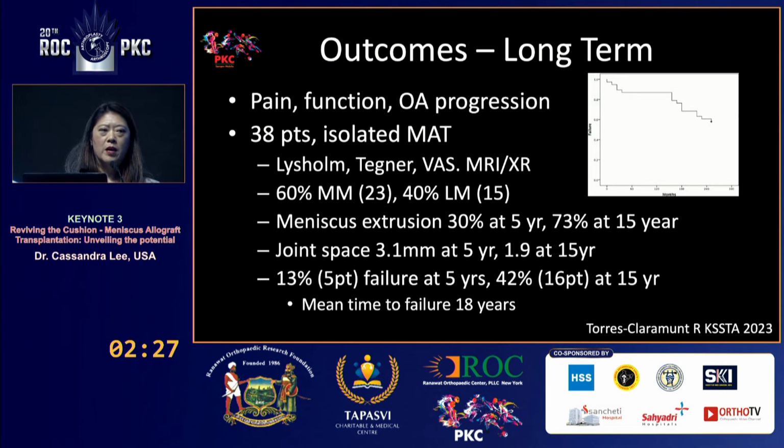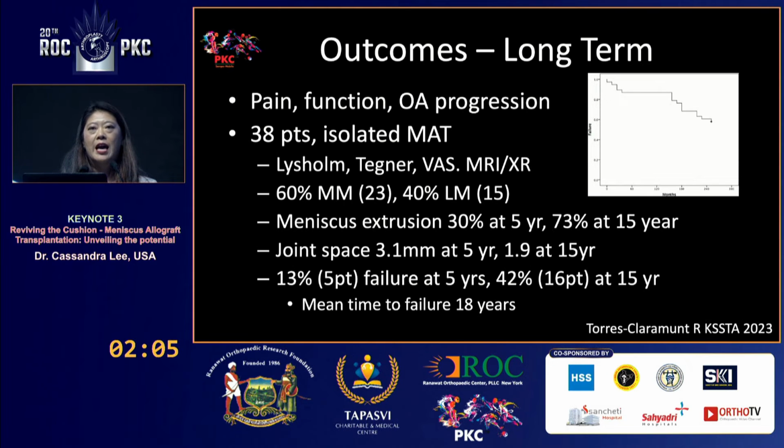So let's talk about long-term outcomes, maybe like 10 years, 20 years. How long does it take for a meniscus transplant to fail? This is 38 patients from the Spanish group, again looking at all your scores, 60% on the medial side, 40% on the lateral side. Interestingly, most menisci start extruding: 30% of them will extrude at 5 years, 73% at 15 years.